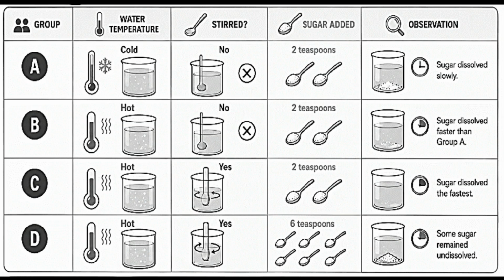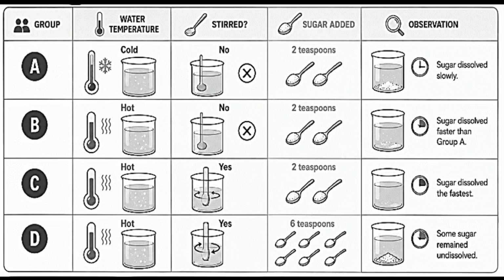Let's start with Group A. They used cold water, they didn't stir it, and they added 2 teaspoons of sugar. What happened? The sugar dissolved, creating a solution, but it took the longest time. This is an unsaturated solution because the water could still dissolve more sugar if we added it.